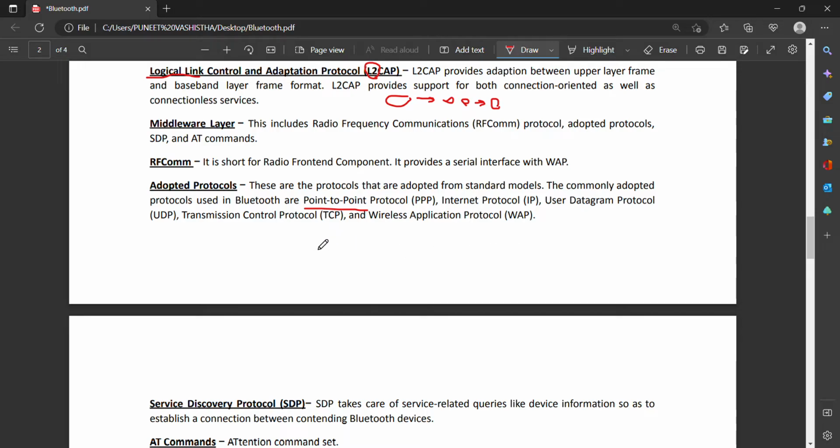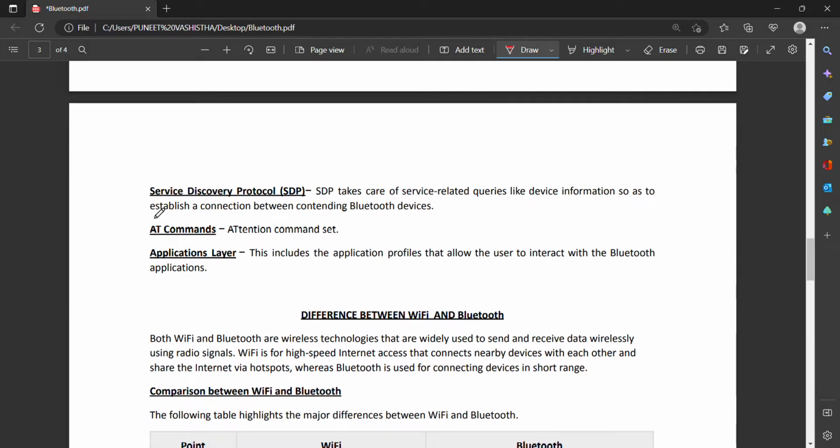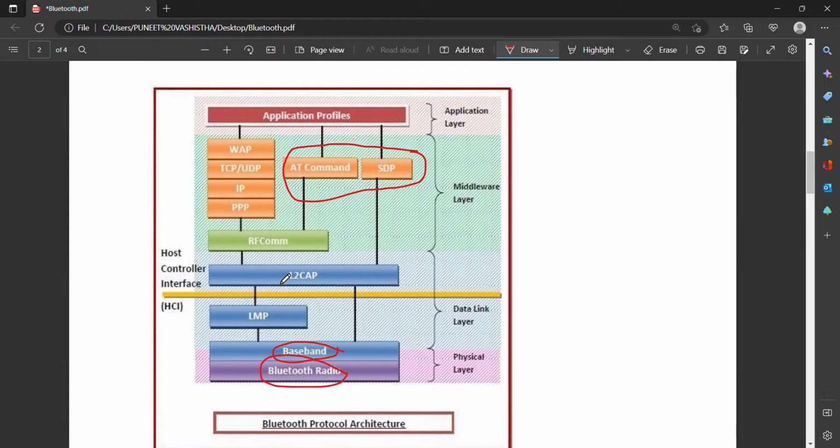And Wireless Application Protocol. So basically, we are moving to the Service Discovery Protocol. Service Discovery Protocol takes care of service-related queries, like device information, so as to establish a connection between contending Bluetooth devices. So basically, it has the device information, right? Now, AT commands is the attention command set, and the application layer includes the application profiles that allow the user to interact with the Bluetooth application, right? So the upper one is our application profiles, like whatever application we are using via Bluetooth, this kind of information would be saved in it, right?